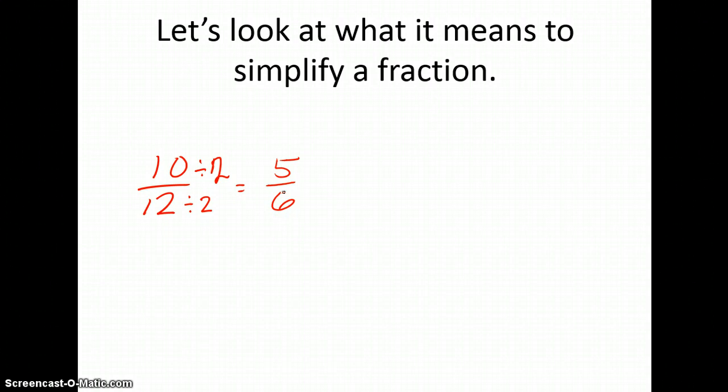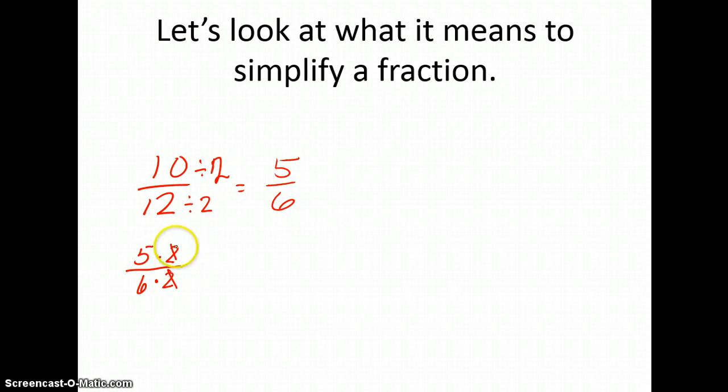But let's look at 10/12 again. Another way to write 10 is 5 times 2. And another way to write 12 is 6 times 2. So when I go to simplify 10/12, what I'm really doing is eliminating a 1, which is 2 over 2.